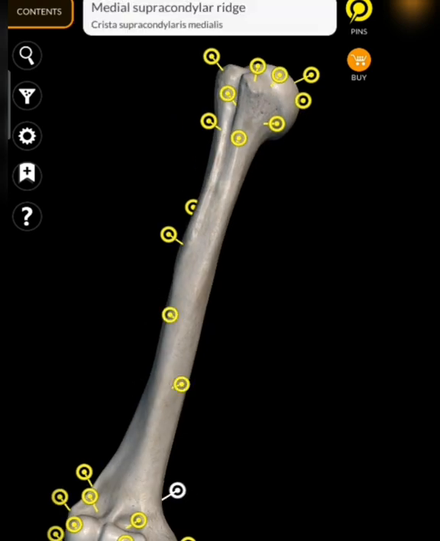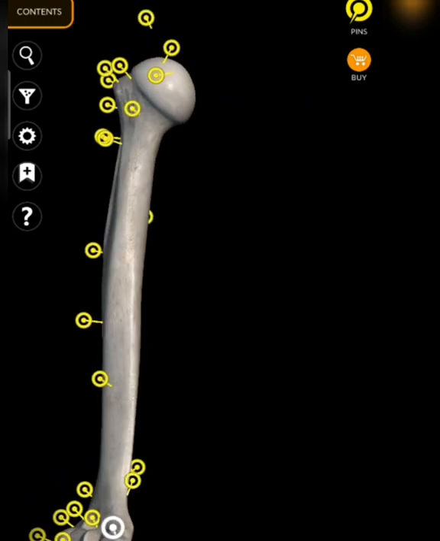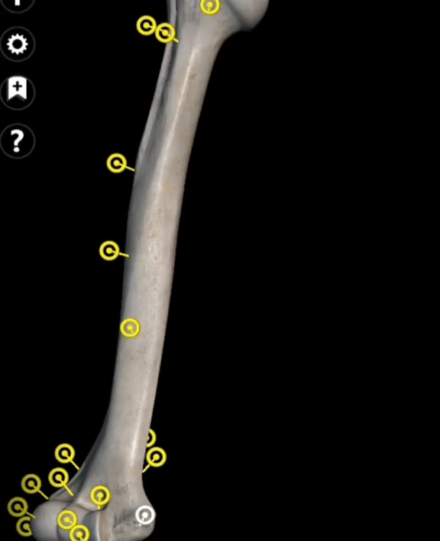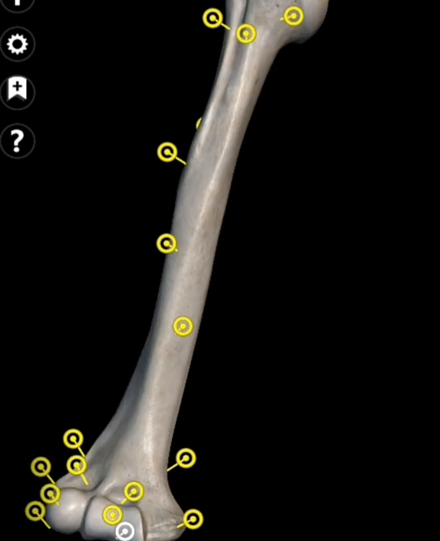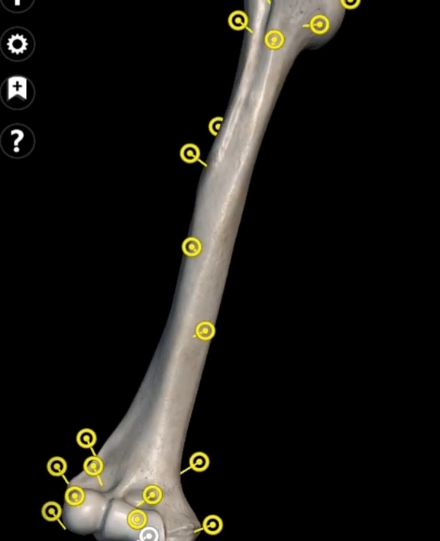This is the medial supracondylar ridge, and this is the medial epicondyle. This is the coronoid fossa we already mentioned. This is the trochlea, which makes the humeroulnar joint. This is the capitulum, which makes the humeroradial joint. This is the 3D view, so we'll be showing it in the next figure.